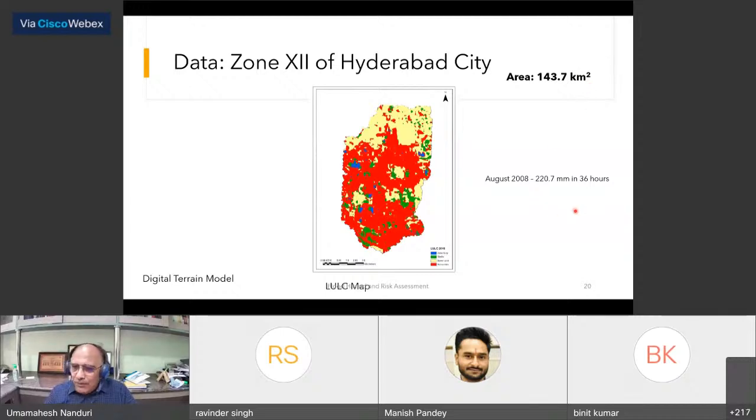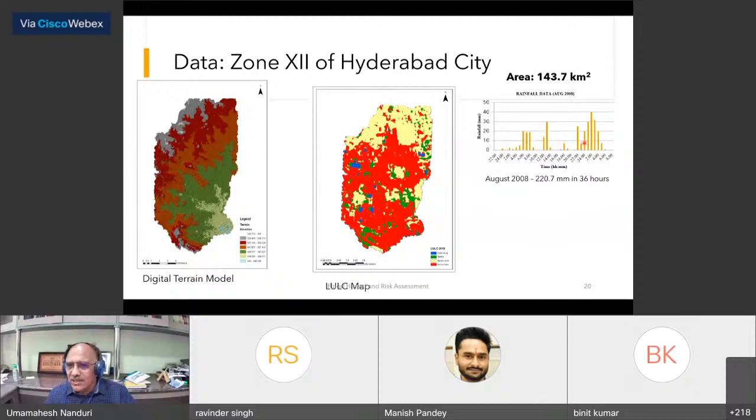And what I'm going to show here is, though we did the simulation for different rainfall events, one of the major rainfall events that occurred in Hyderabad city. It was in August 2008. In fact, I'm using this data for simulating with the land use pattern of 2016. In a span of just 36 hours, around 220.7 millimeters of rainfall occurred, and this is how the rainfall was spread over time. There are different spells of rainfall, and the total rainfall was 220.7 millimeters in 36 hours.